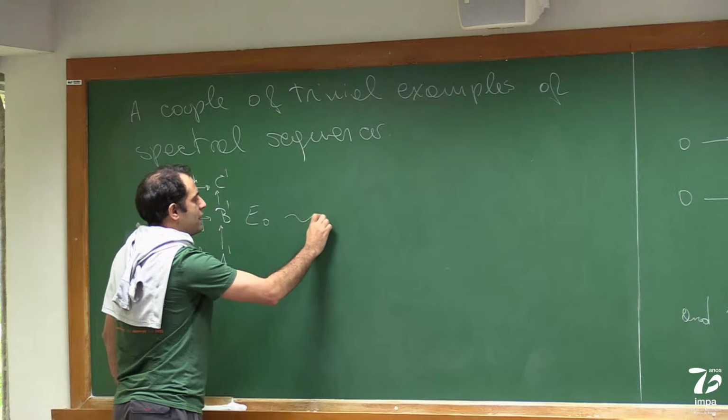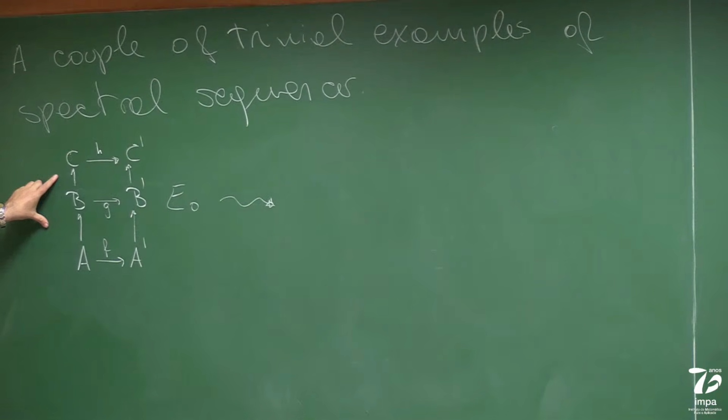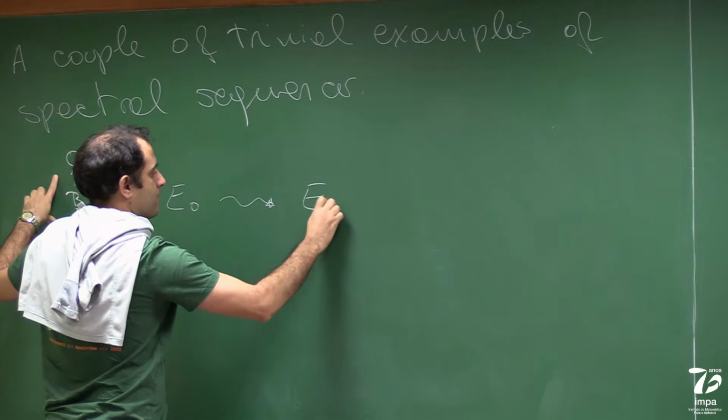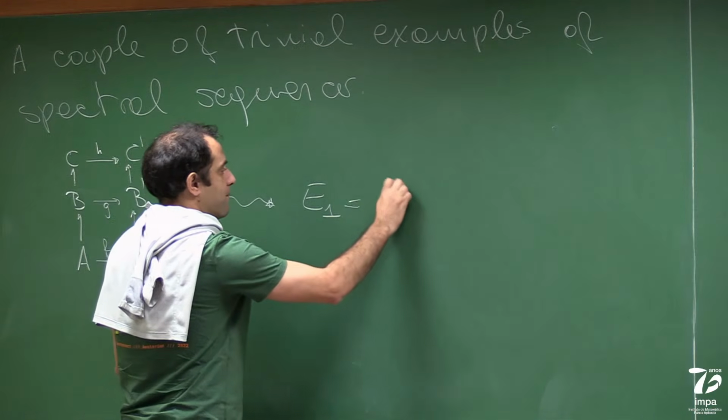So the E1 page is the vertical homology of this complex. But the vertical homology of this complex, by definition, is the homology of each one of the vertical columns here. And these are 0 because I started with saying that this was exact. So this first map is injective. The kernel of this is the image of this, and the second one is surjective. So this guy is already 0.